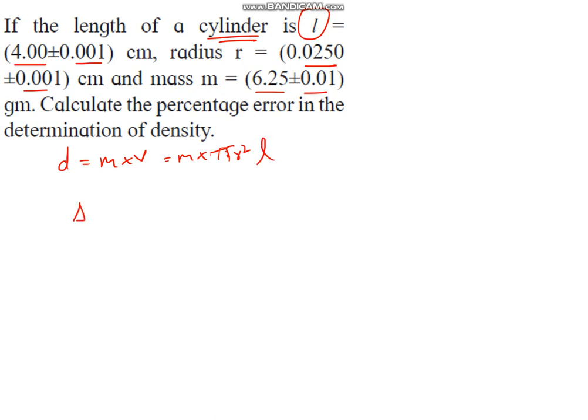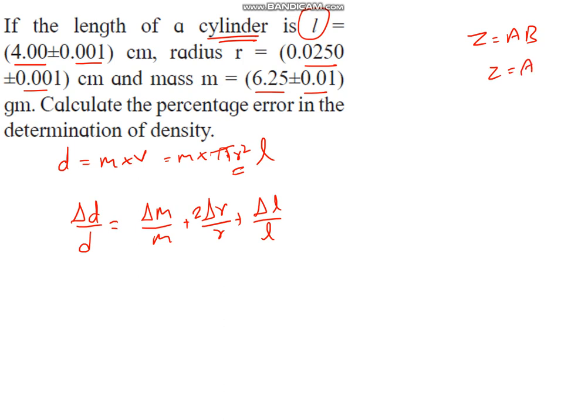Right. So to find the error in D, we will write it as delta m by m plus delta r by r plus delta L by L. Now this radius is square, so we will multiply it by 2. So we have used that second type and third type of combination of errors, where we had z equal to AB and z equal to a raised to n.